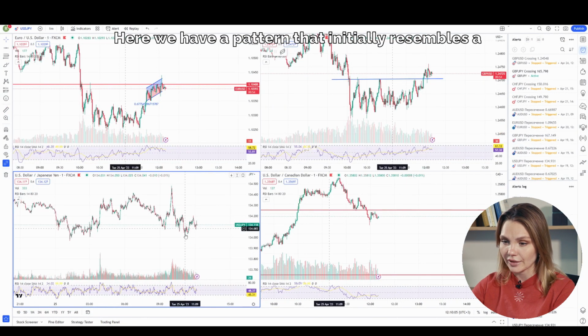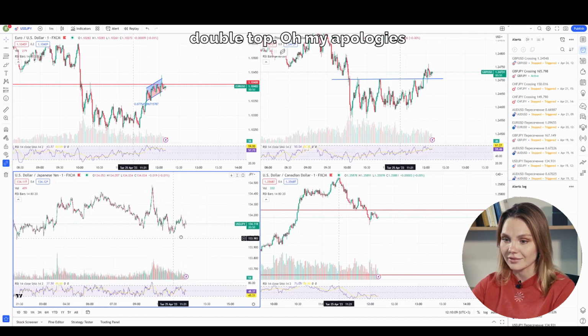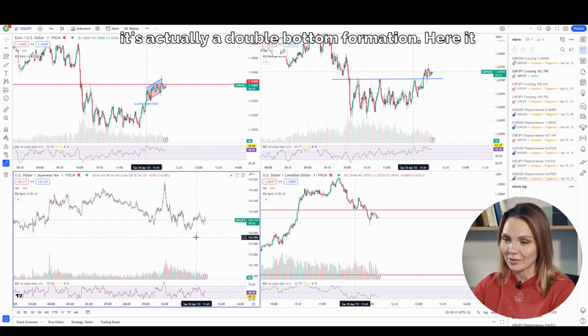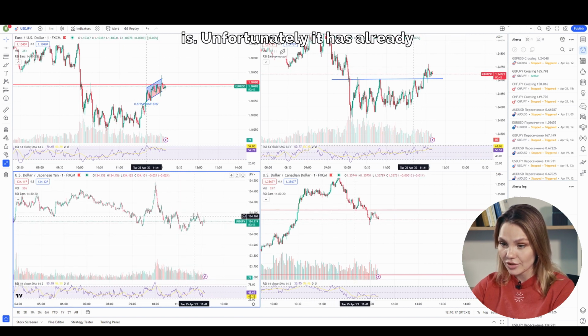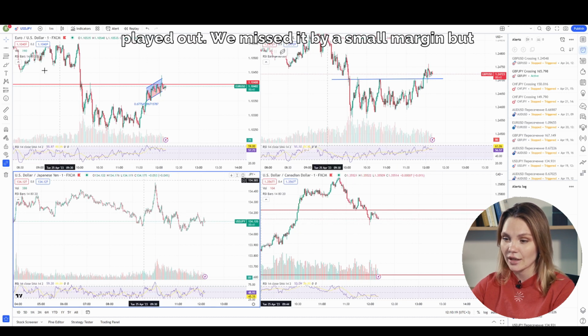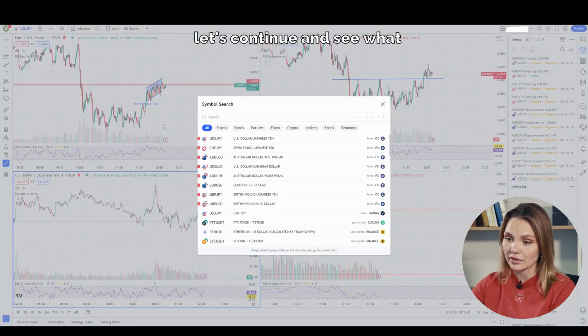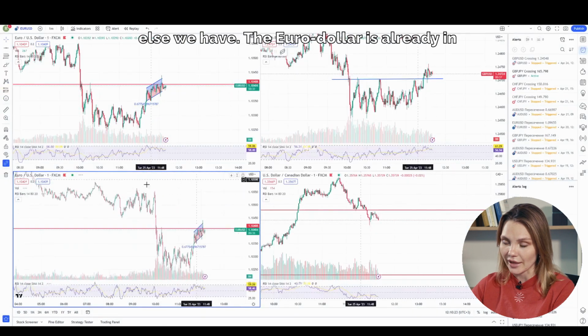Here we have a pattern that initially resembles a double top. Oh, my apologies. It's actually a double bottom formation. Here it is. Unfortunately, it has already played out. We missed it by a small margin, but let's continue and see what else we have. The euro dollar is already in motion.